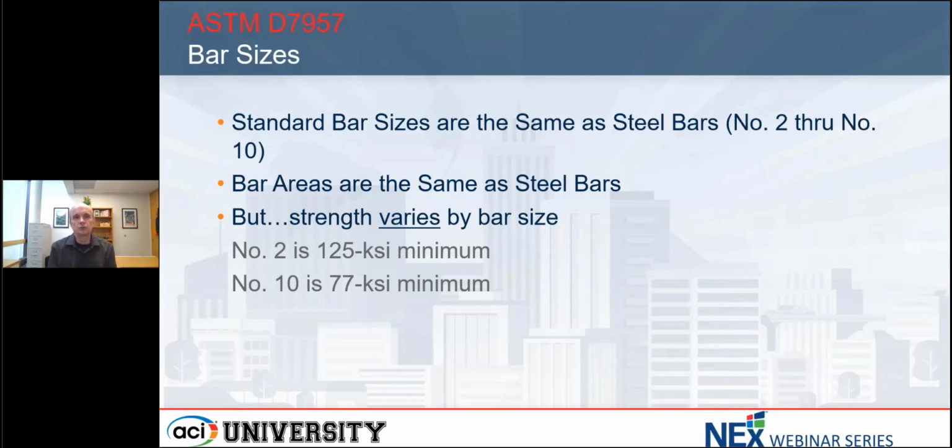The one thing that you should note about GFRP bars, though, is that their strength does vary based on the bar size. So smaller bar diameters generally have higher strength than larger bars because of the way that stress is distributed throughout the cross section of the bar. So there are different minimum strength properties in ASTM based on what bar diameter you're looking at. So it's not like steel, where one size bar, the strength is 60 KSI, and if you move to another size bar, it's still 60 KSI. These bars do vary based on the bar diameter.